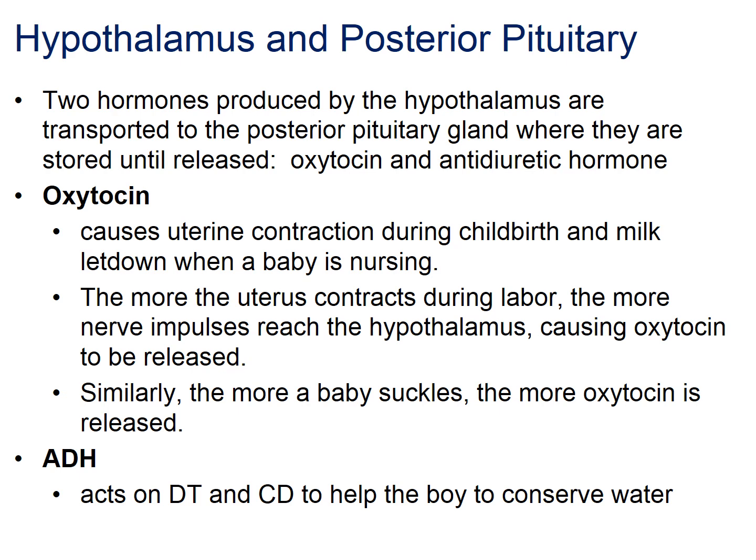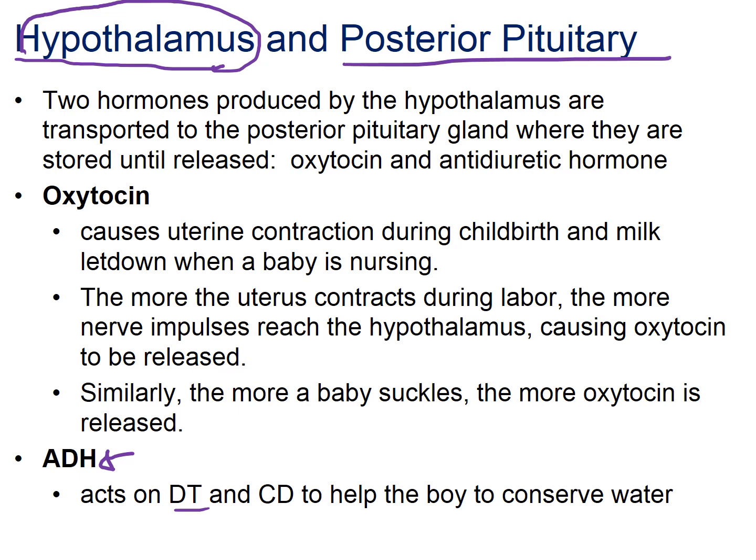So let's talk about the posterior pituitary gland first. There are two hormones that are made in the hypothalamus, but they are stored in the posterior pituitary gland. You've learned ADH previously, right? And you know that it acts on the distal tubule and collecting duct to help the body conserve water. There's a spelling mistake here, sorry. To help the body conserve water, which is particularly important when you are dehydrated.